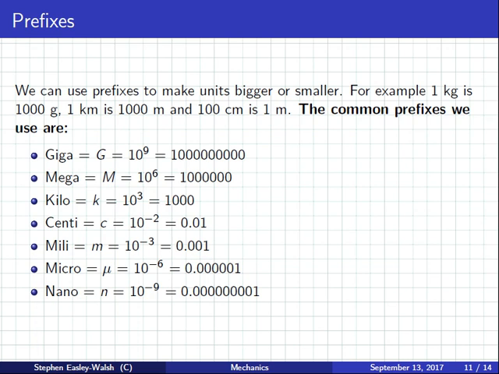Okay. You knew all of these, which is good. There are others, of course. These are the common ones we'll use. There are many more. In other words, these are the ones you need for the exam. Okay, continue.